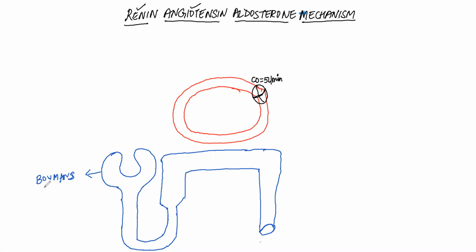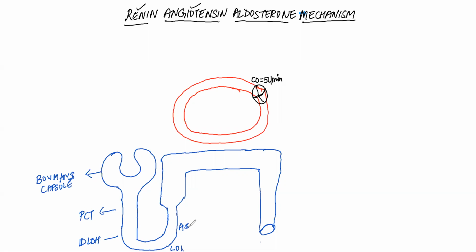This is your Bowman's capsule. Then this is your PCT, proximal convoluted tubule, and this is your descending limb of loop of Henle. This is your loop of Henle. This is the ascending limb of loop of Henle.